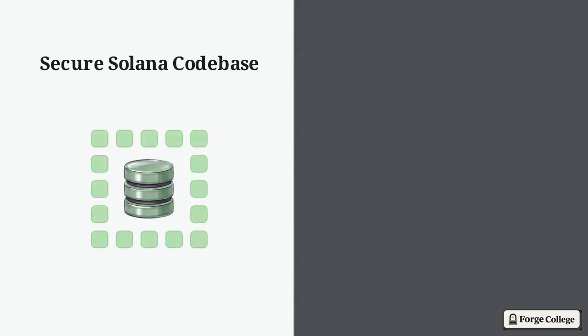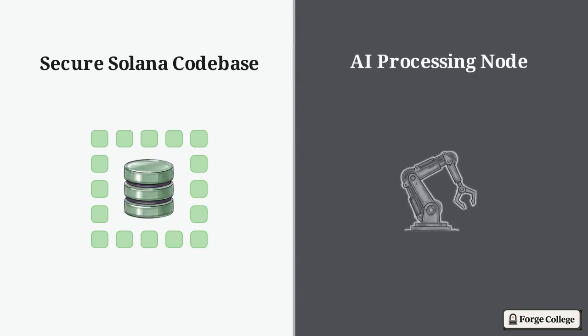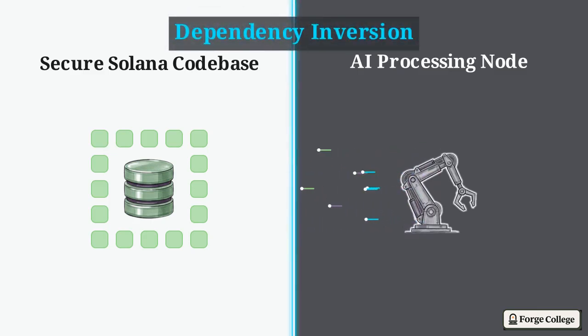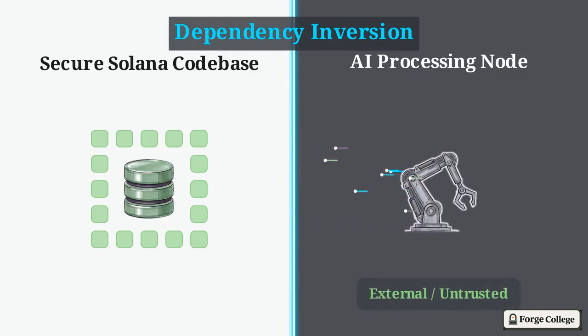Now we can look at the architecture. This flowchart highlights a secure Solana codebase on the left, kept safely behind a firewall, with the AI processing node completely isolated on the right. In software design, this is called dependency inversion. We treat the Solana AI tooling as an external, untrusted capability, like an eager but clumsy intern.